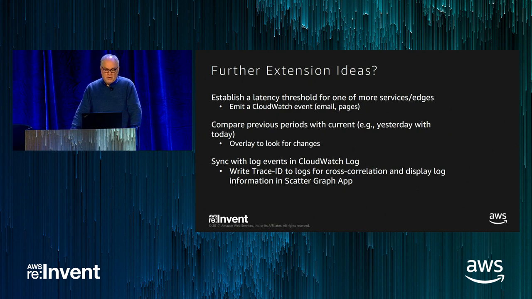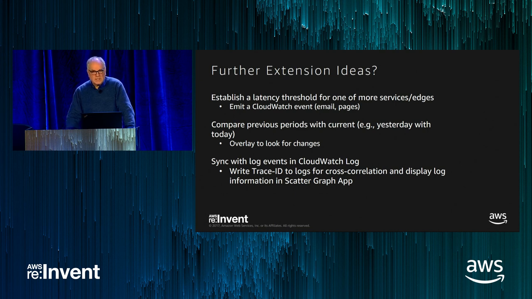You could take a previous period, say yesterday or a week ago, and overlay the two on top of each other and see if maybe yesterday you did a deployment, and now 24 hours later you want to compare this with the same day yesterday to see if there are any differences now that we've done the deployment. Another idea would be to make sure that in your logging, if you're using CloudWatch Logs, you always write the trace ID. Then using this app, you could also search CloudWatch Logs, pull back some of the log lines, and overlay that with the trace information.